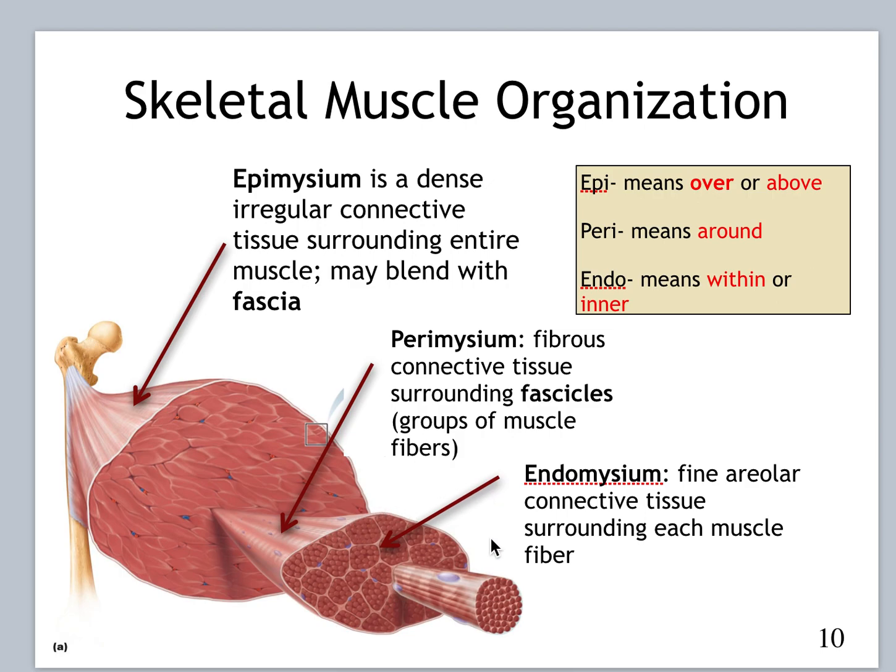The endomysium, you see here, is around the muscle fiber, and in between the muscle fibers. Endo means inner or within, and mysium means muscle. This is within the muscle. This is a membrane that surrounds individual muscle cells or muscle fibers. This is made of fine areolar connective tissue, by the way.